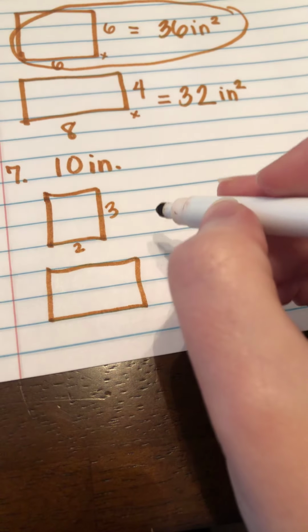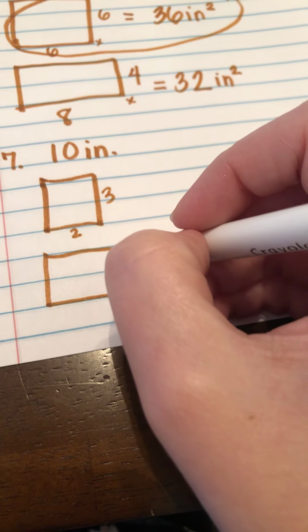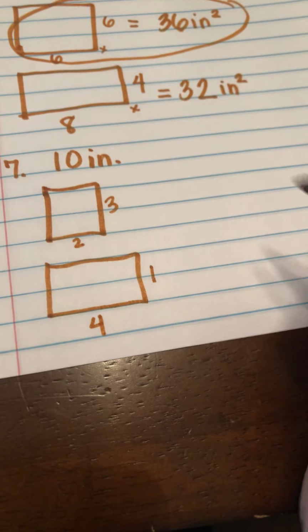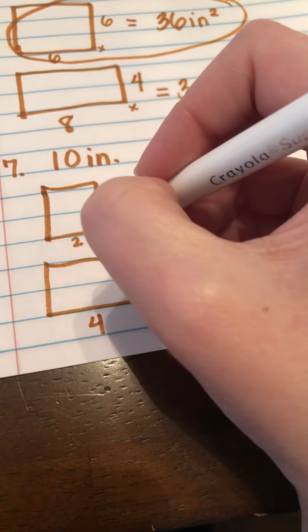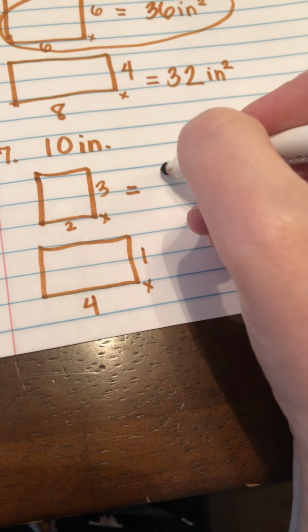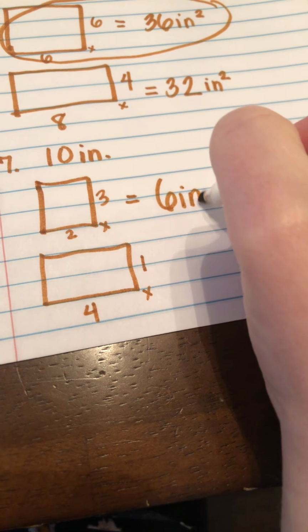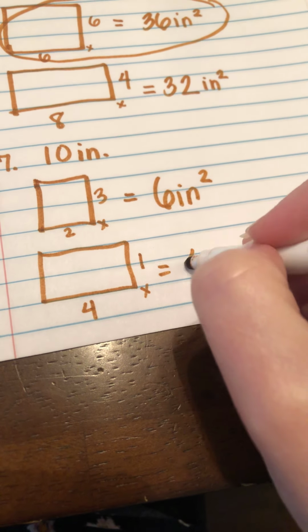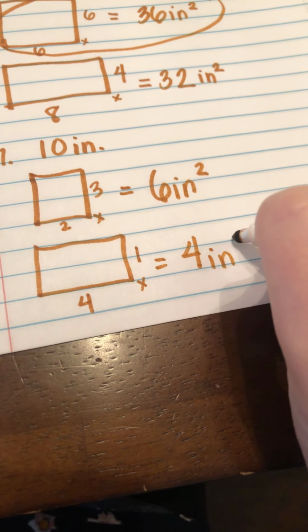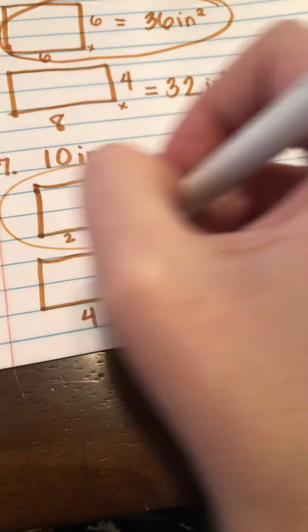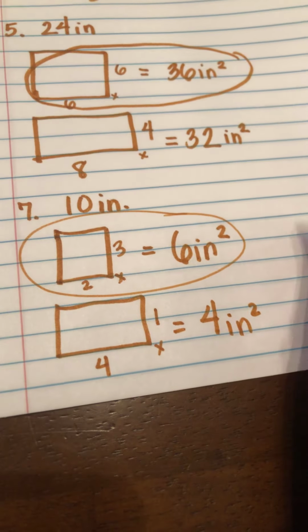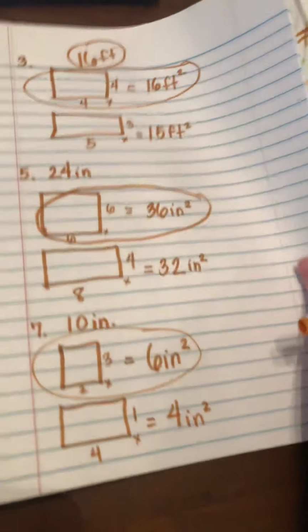So we did 3 and 2, remember? And we also did 1 and 4. This one's gonna be easy. And then to find the area, we multiply the side to side with the up and down. This would be 6 inches squared, and this one would be 4 inches squared. And then the top one would be the big one. Ta-da!